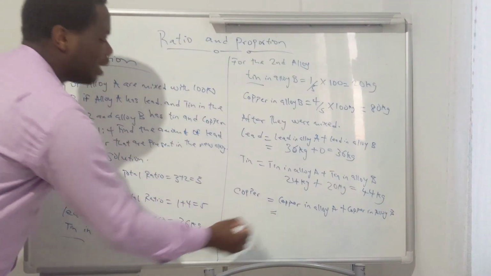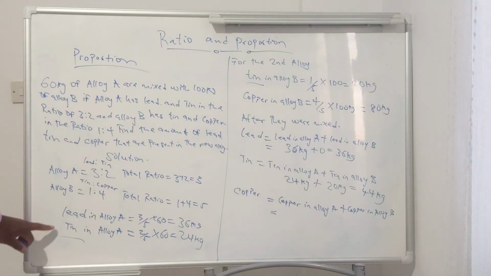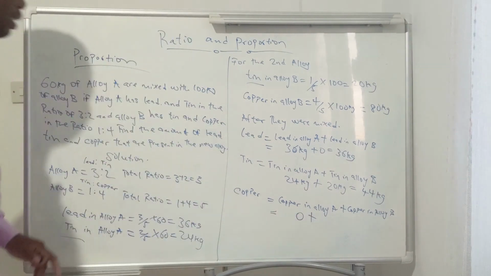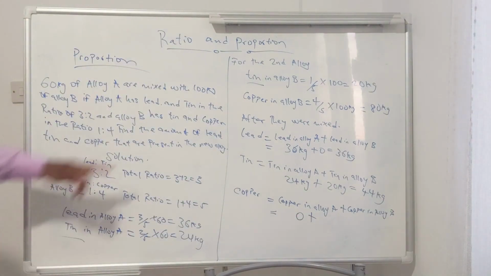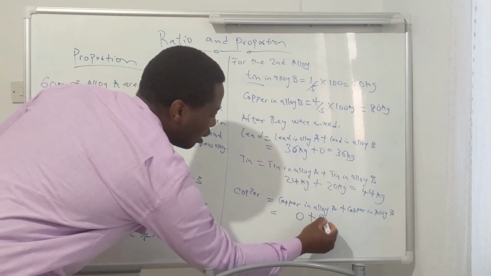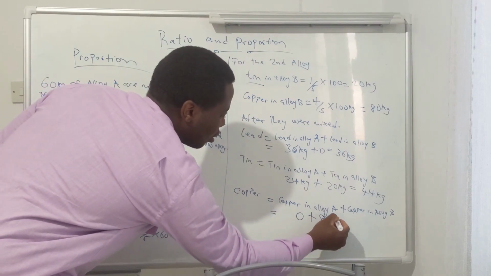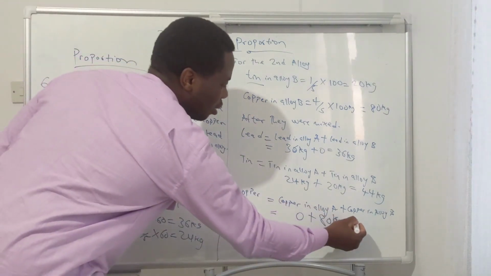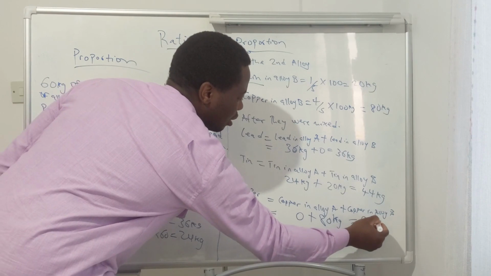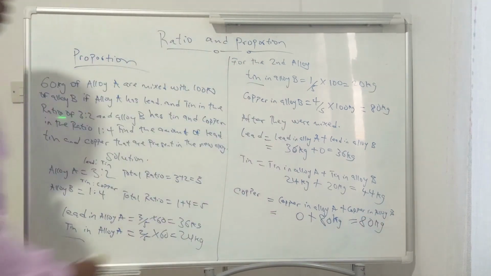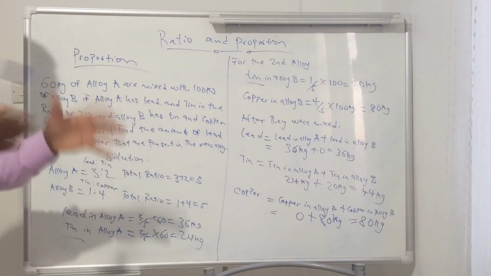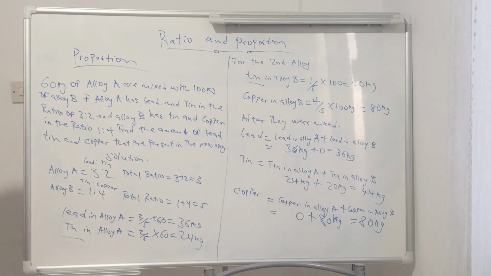So what's the amount of copper in alloy A? Copper in alloy A, none. We don't have any. So this is 0 plus, what's the amount of copper in alloy B? Copper in alloy B is 80 kg. So the total is 80 kg. So that's how to solve this kind of question. I hope we all understand. You can watch the video to be able to understand how I came about all this.